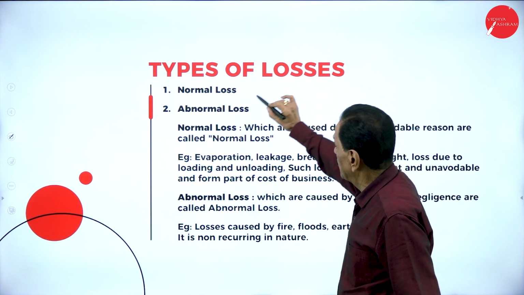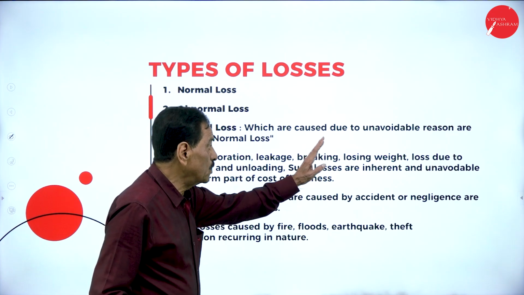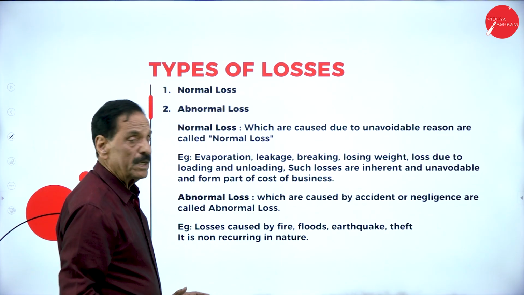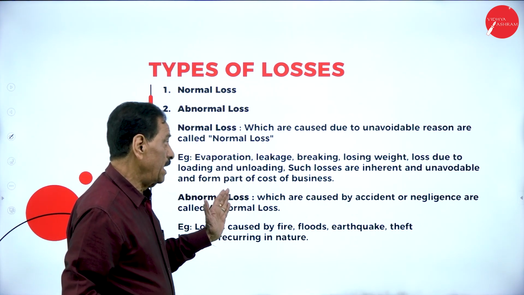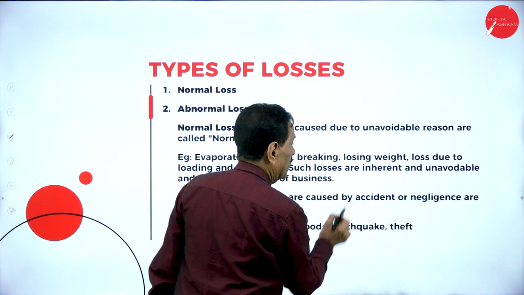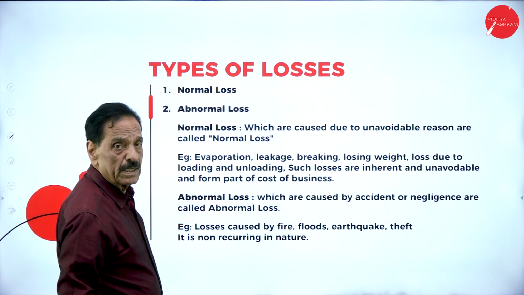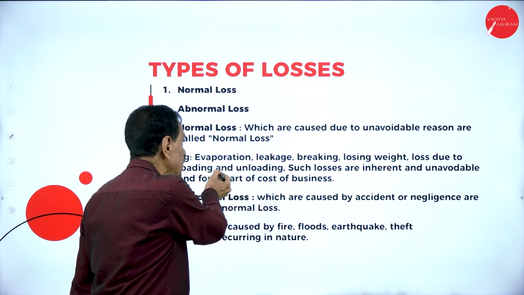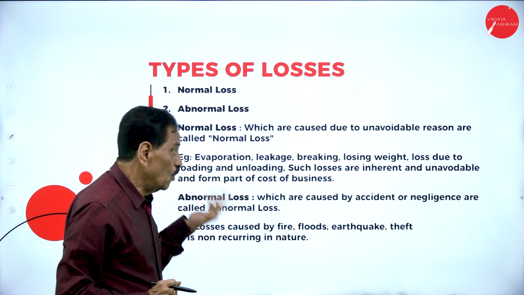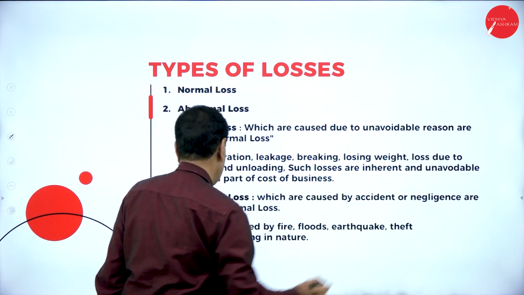Types of losses: normal loss and abnormal loss. Normal loss, which is caused due to unavoidable reasons, is called normal loss. Evaporation, leakage, breakage, losing weight, loss due to loading and unloading. Such losses are inherent and unavoidable and form the cost of business. They are inherent in the business.